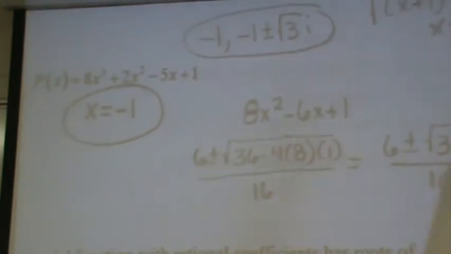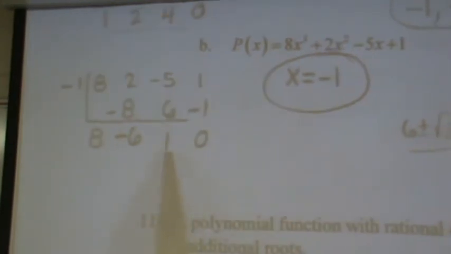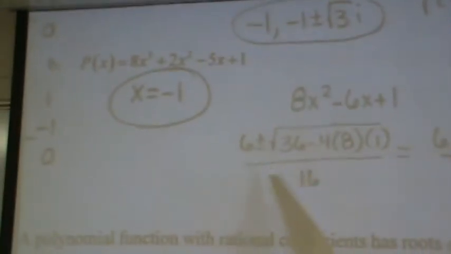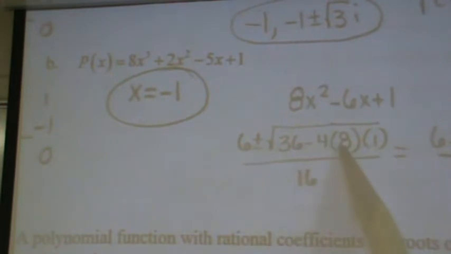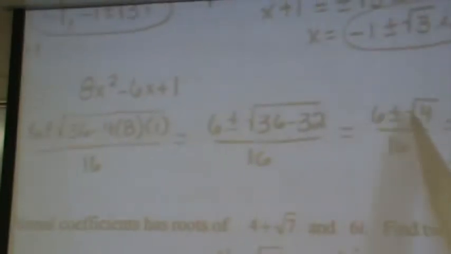For B, I tried -1 and it worked. -1 works. So 8x squared minus 6x plus 1 was left. And then what I did was the quadratic formula to figure out the other two. So opposite of b plus or minus the square root of b squared minus 4 times a times c. So this is 32. You get 4 underneath here. Square root of 4 is 2.